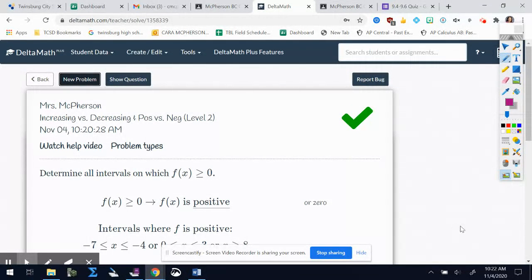There we go. So that is how we talk about increasing and decreasing. That is really just referencing the slope on its way up or on its way down. And positive and negative is representing the location. So above the x-axis is positive and below is negative.